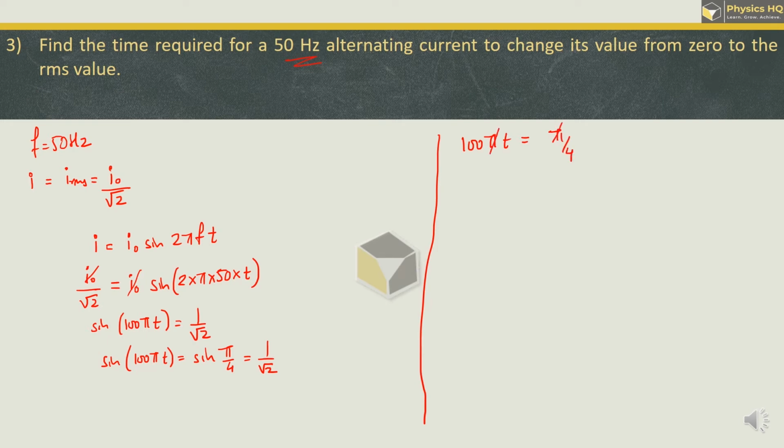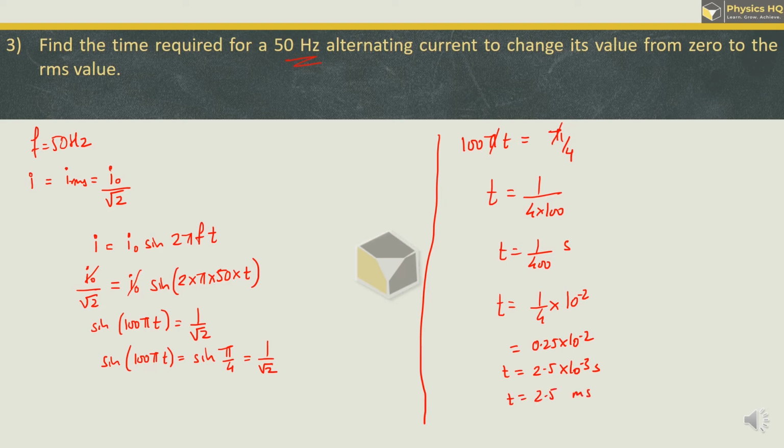Let us cancel out pi over here, and what we get is t is equal to 1 by 4 into 100. So time is 1 by 400 seconds over here. We can write this as 1 upon 4 into 10 raised to minus 2. 1 upon 4 can be written as 0.25 into 10 raised to minus 2, or we can write it as 2.5 into 10 raised to minus 3 second, or we can write it as 2.5 millisecond. Hope you all understood this.